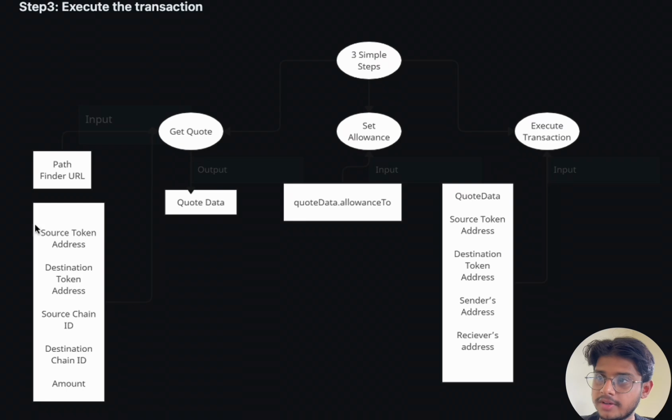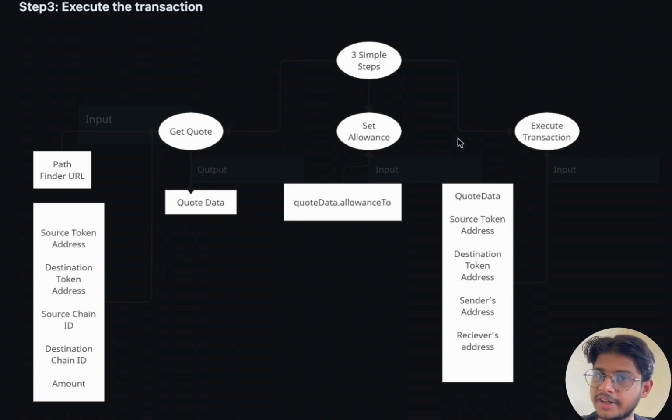Then let's talk about these details. First we have source token address, which is the address of the token which we want to swap. Then we have destination token address. It is the address of the token which we want to swap to. Then we have source chain ID, which is the chain ID of the source chain. Then destination chain ID, which is the chain ID of the destination chain. Then the amount which we want to transfer. So it outputs a JSON object that is code data.